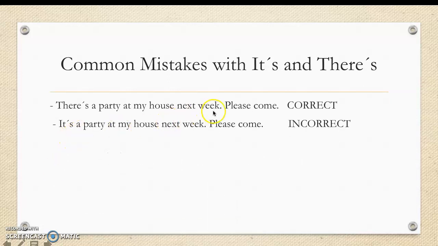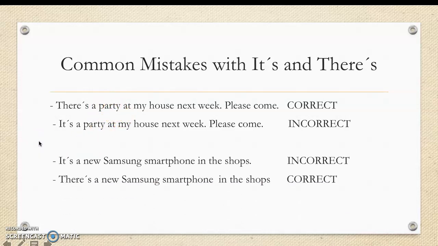There's a party at my house next week, please come. This is correct because we're talking about the party for the first time. And the second one, there's a new Samsung smartphone in the shops is correct because we're talking about it for the first time.